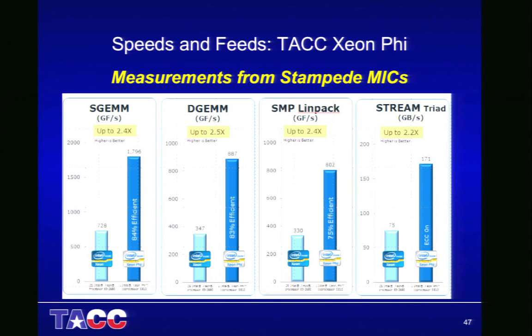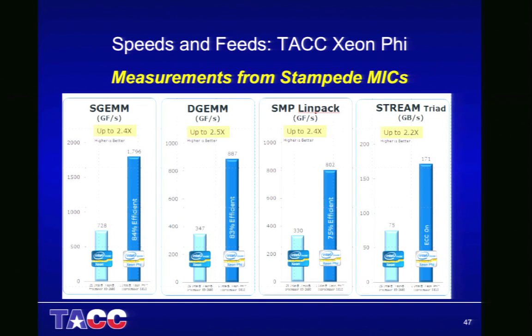Quickly, some MIC results, and these are measurements Intel made, just speeds and feeds. You can probably look most of these up. This is single precision GEMM, double precision, and STREAM over on the right. Probably the most interesting thing here is the LINPACK equivalent. On our Sandy Bridge, we get about 330 gigaflops. On our MIC, we get over 800. So the point here is that it's very easy to get a teraflop of performance on a single compute node of Stampede.